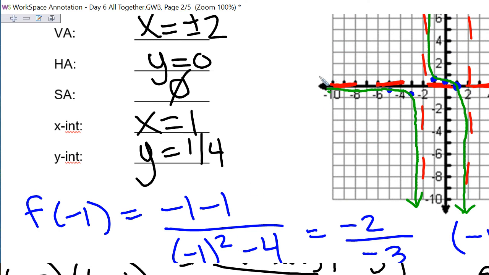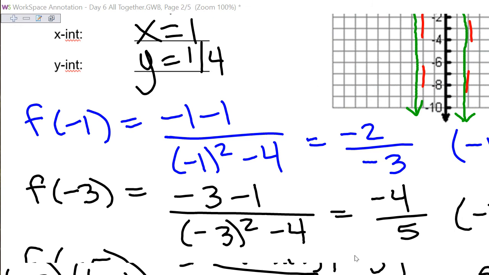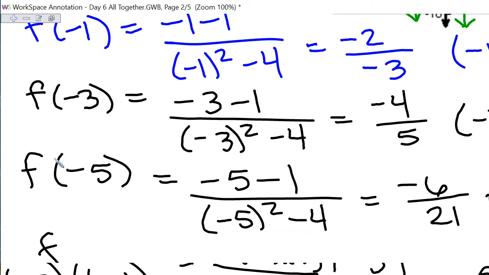Now we have to figure out what's happening to the right of x equals positive 2. So now give me 2 positive x values bigger than 2. 3 and what else? 6. 3 and 6. Sounds good. So let's do f of 3, and then we'll do f of 6.